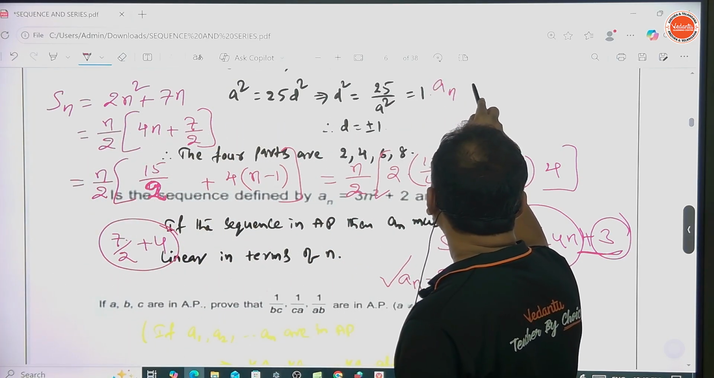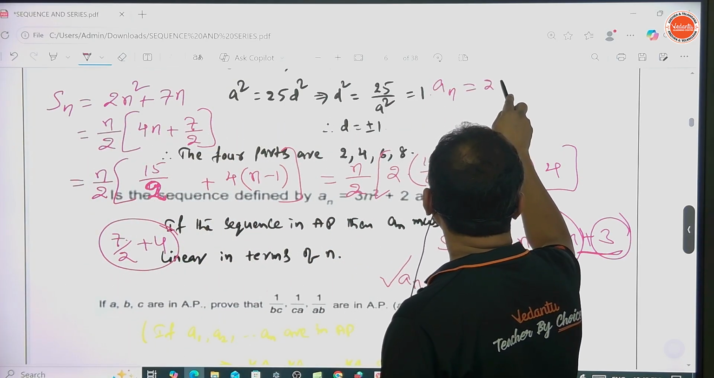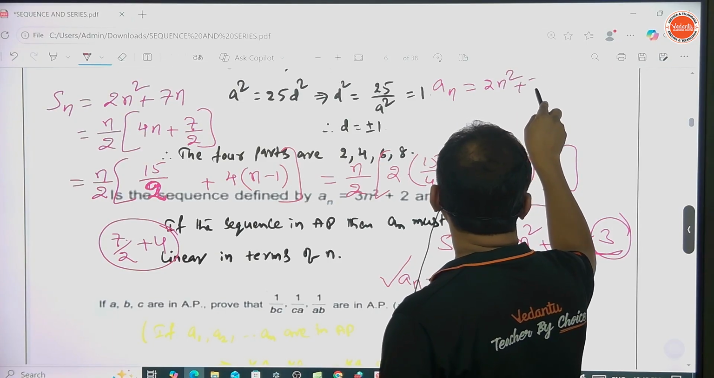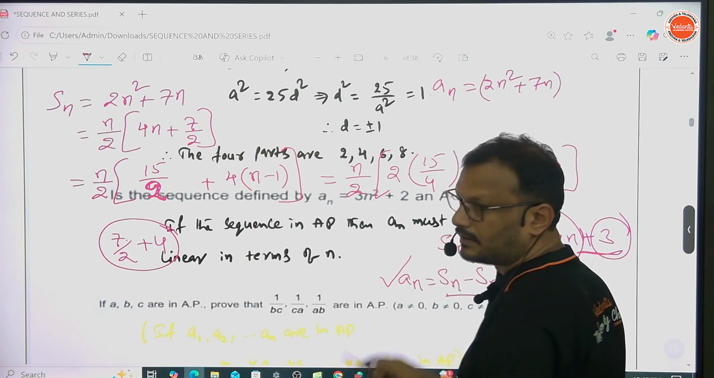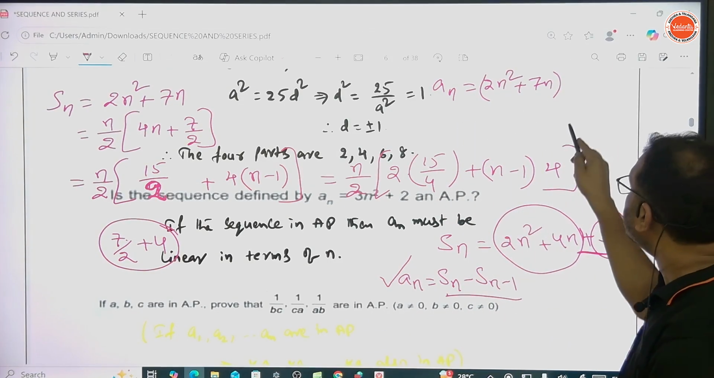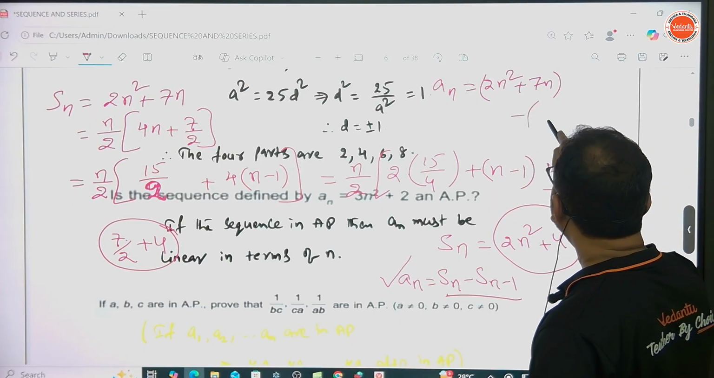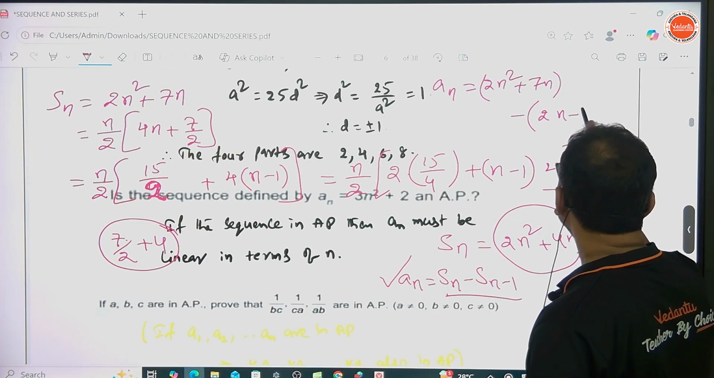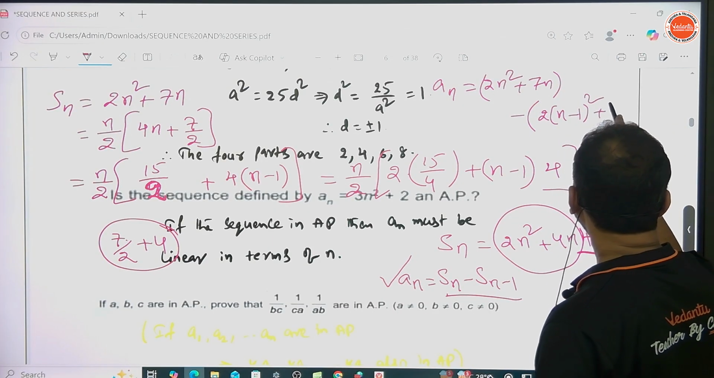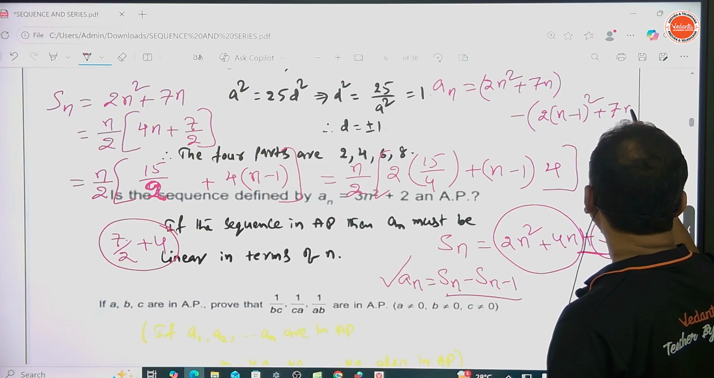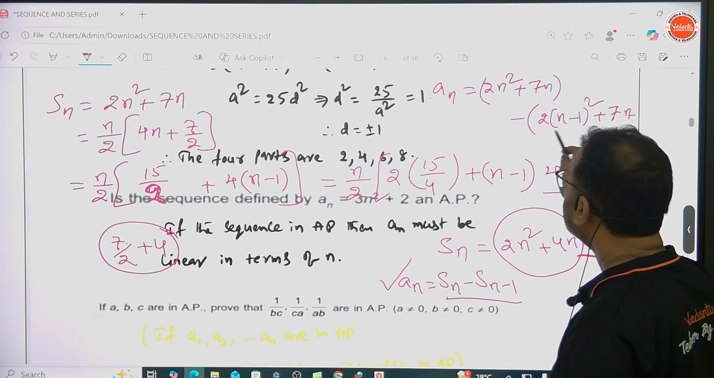An, right? What is an? 2n square plus 7n. That is Sn. And what is Sn minus 1? 2 times of n minus 1 whole square plus 7 times of n minus 1. So that you can take.